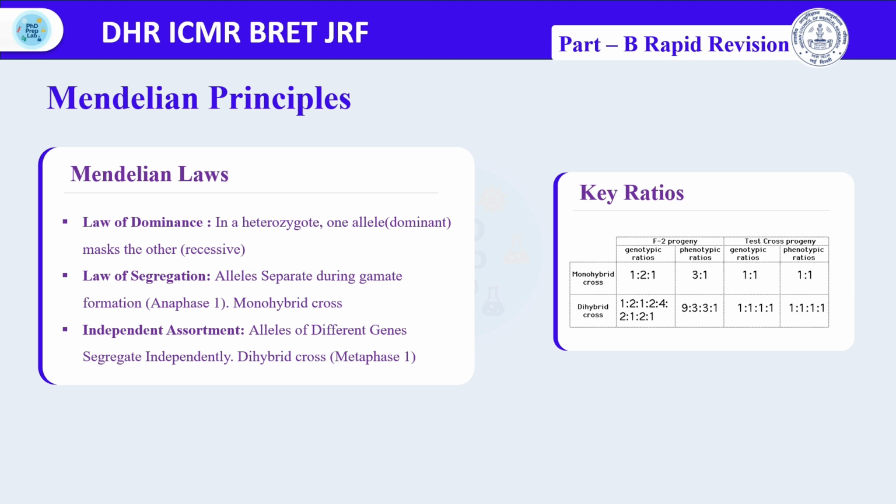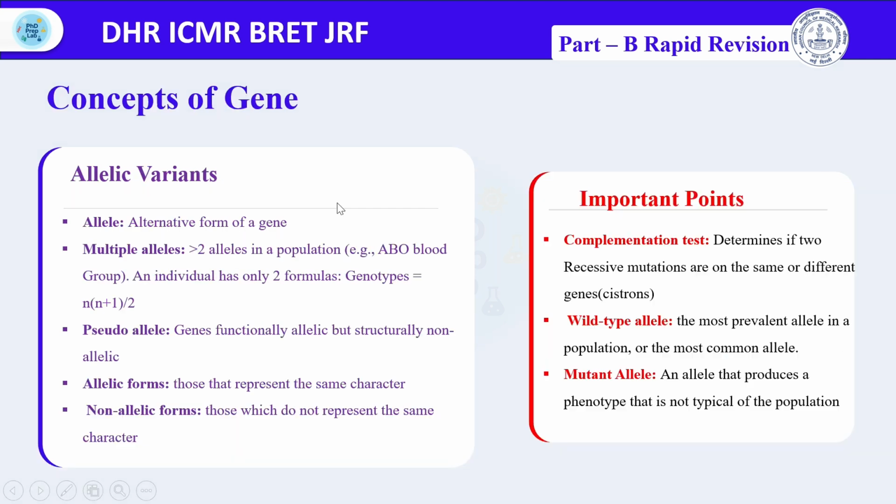Now, moving ahead. These are the concepts of genes. Okay, now you have alleles. I told you, this is the alternative form of a gene. Now, you have multiple alleles. When you have more than two alleles in a population, for example, your ABO blood group type, you have alleles for A blood type, B blood type, and O blood type, and AB as well, right? So this is multiple allelism. But in any individual human, there will be only two copies of an allele out of whatever number are present in total.